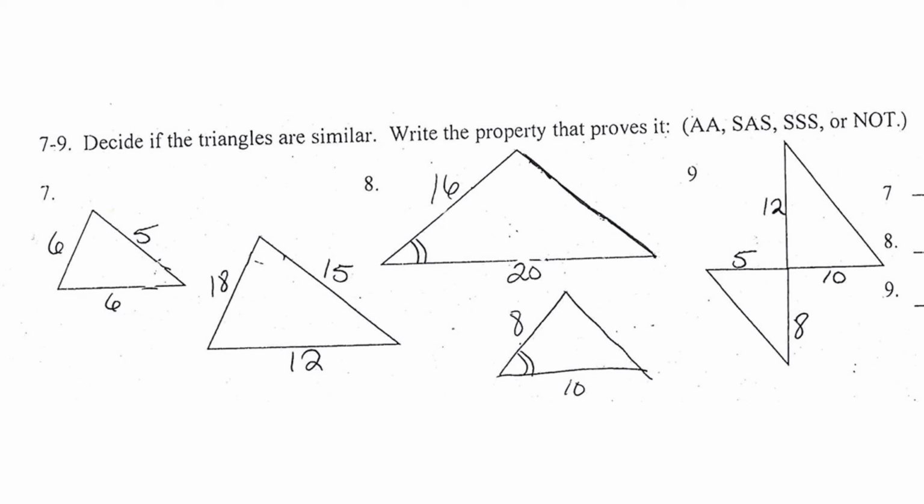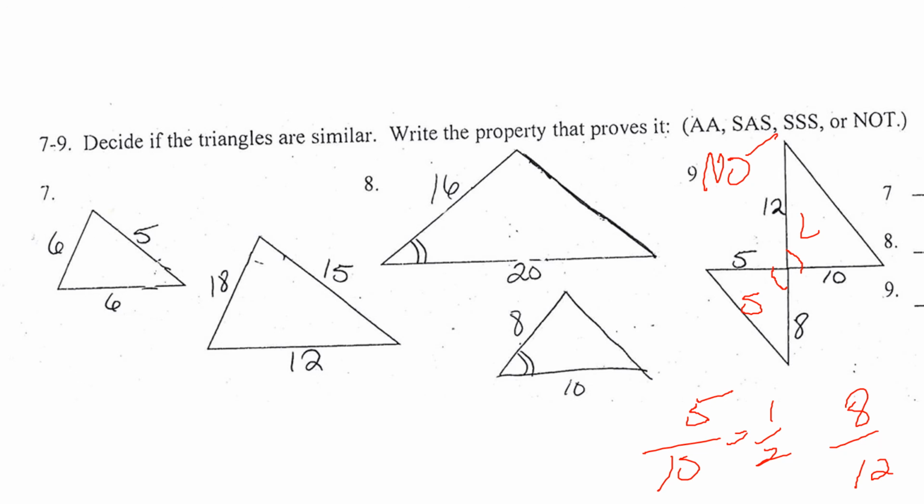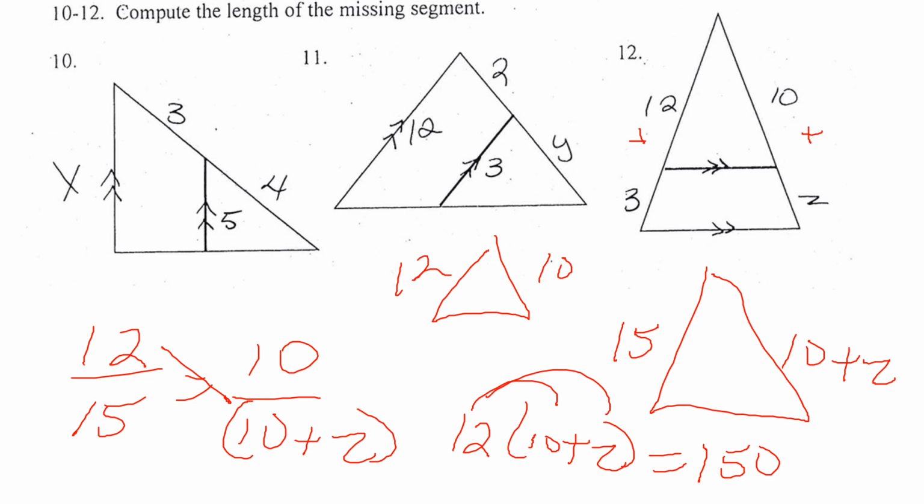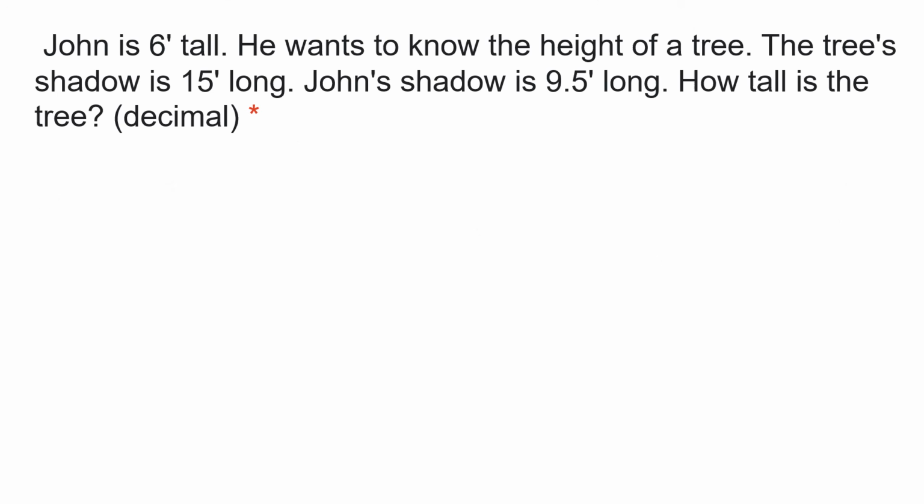Alright, and then here, once again, if they're vertical, you get to mark it yourself, but you still need to check your ratios, small to large. 5 is the smallest, goes with 10. That'll make 1/2. 8 with 12, does that make 1/2? No, so these are not similar. You've got to have that ratio to match. On these, you're splitting the triangle.